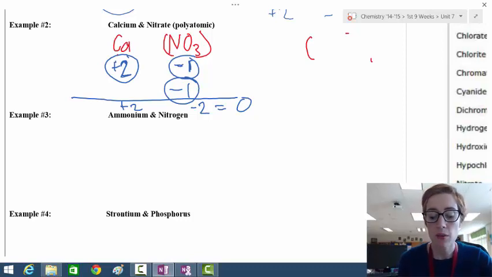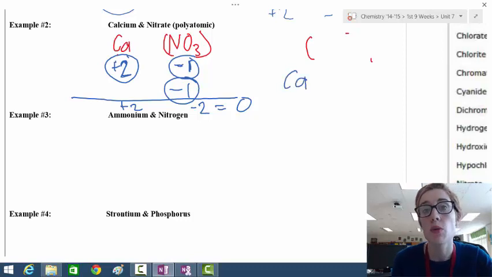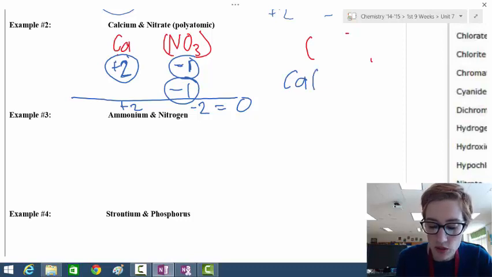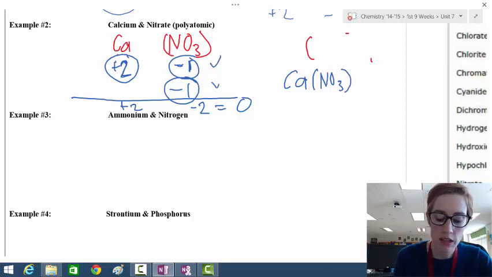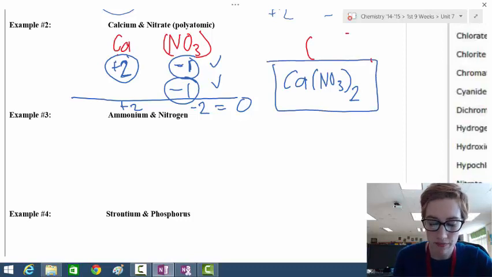So now I ask myself, how many calciums did I use to make this neutral? I only used 1 calcium, so I don't put a number down, I don't put a subscript at the bottom to indicate 1, because we always assume that it's 1. Now, how many nitrates did I use? Well, when I'm writing nitrate, I have to put the parentheses around it. And then I had 2 nitrates. I had 1 here and 1 here. So I'm going to put a 2 on the outside to indicate that I have 2 nitrates that were used to make this compound neutral. So this is the formula for calcium and nitrate.